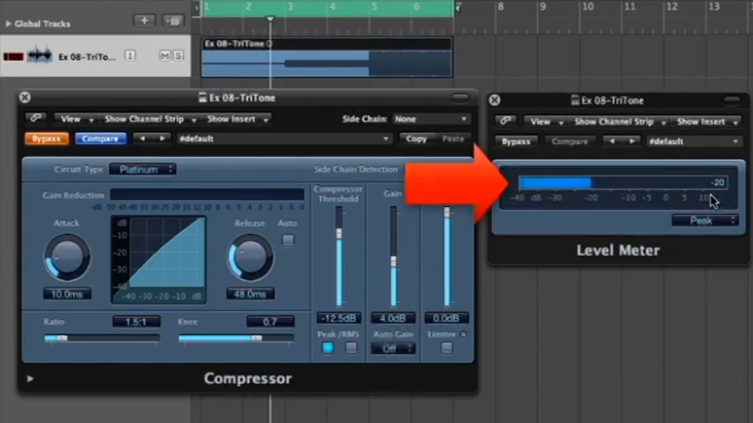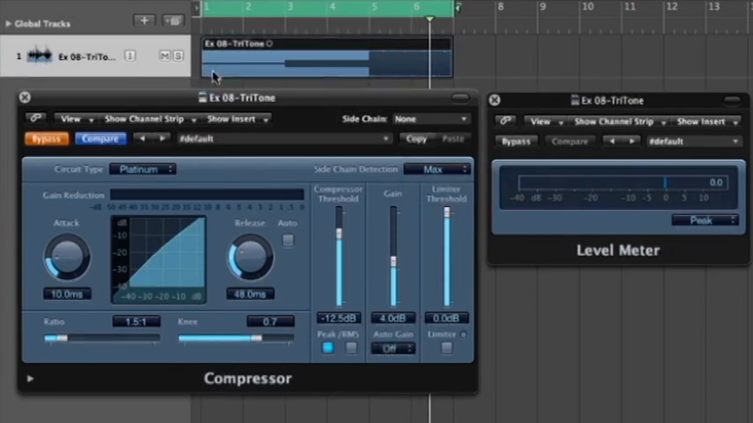Minus 20. Minus 10 and 0. So you can see I've set them up there at specific levels so that we can have some fun with our compressor. So I'm going to take the bypass off. So now this track will be going through this compressor, and we'll be able to see what's going on.